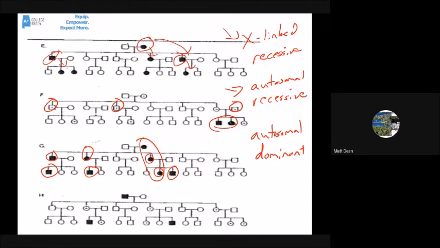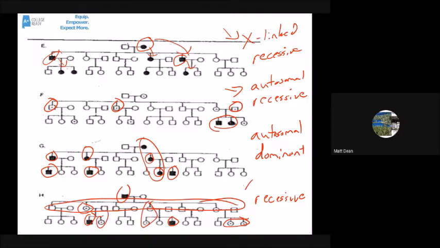All right, the last one. Again, we see that this trait skips generation 2 completely. There are carriers that are marked, so that tells us it's recessive. We see that males are the only affected individuals, but that females can be carriers. So that eliminates Y-linked. That tells us that this trait has to be an X-linked recessive condition.